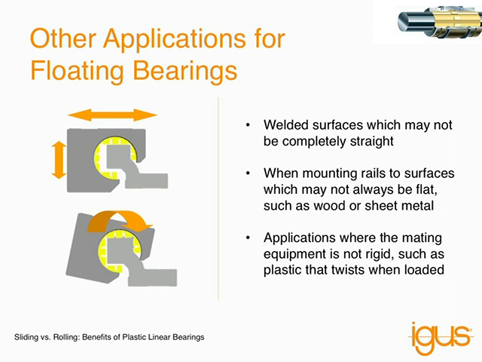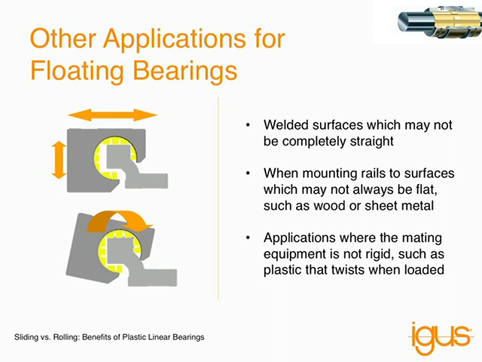Other applications that really benefit also from the use of different types of floating bearings could be applications where you're mounting to enclosures that aren't quite rigid or straight, like if you're mounting to sheet metal components or parts that have been welded together, or even like some aluminum extrusions that are not rigid, or plastic that can twist when you're mounting either the carriage or the rail to it. So there are a lot of fixes that floating bearings can provide engineers.